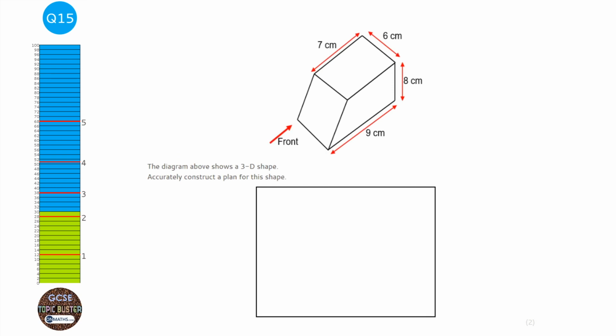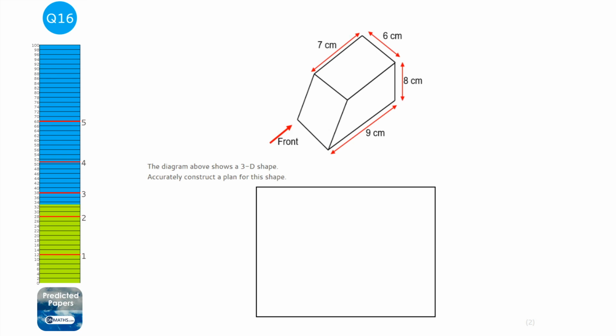When you're asked to do a plan or a front or side elevation, it's important to remember that the diagram you're going to be drawing must be absolutely square on. So there's not going to be any 3D lines at all. It's just going to be 2D shapes like rectangles. Sometimes you have triangles. Occasionally you might get a circle or a semicircle. So let's have a think.